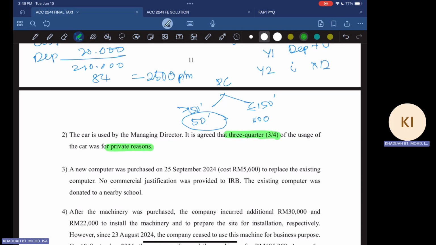So if it's for private use, it means that you cannot claim 3/4 of the value. So the one that you can claim capital allowance for the business is only on the balance 1/4. So how are you going to do that? Let's look into the answer here.